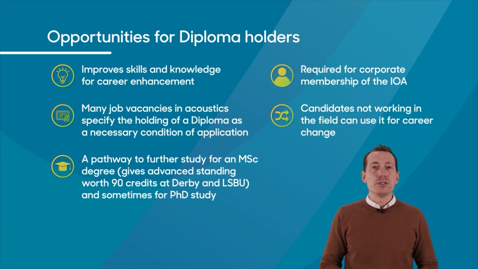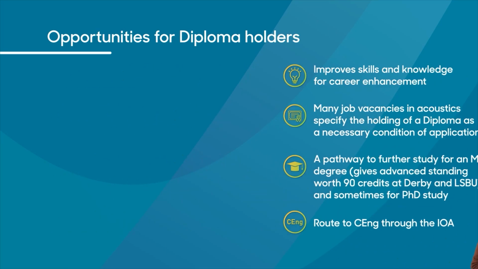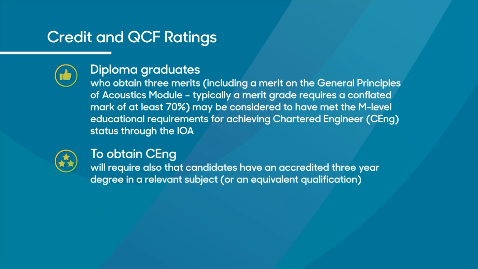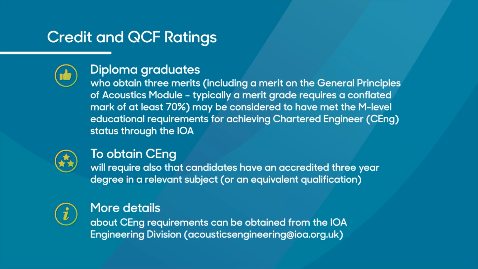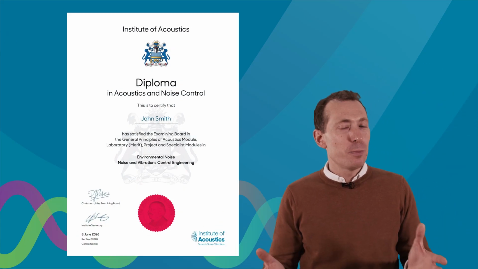The next slide mentions that the diploma offers a route to chartered engineer status through the IOA. Diploma graduates who obtain 3 merits, including a merit in the General Principles of Acoustics module, typically a merit grade requires a conflated mark of at least 70%, remember, may be considered to have met the M-level education requirements for achieving Chartered Engineer status, or CEng, through the Institute of Acoustics. Chartered Engineer status will require also that candidates have an accredited 3-year degree in a relevant subject, or an equivalent qualification. Here is a picture of the marvellous certificate you get when you pass the diploma.